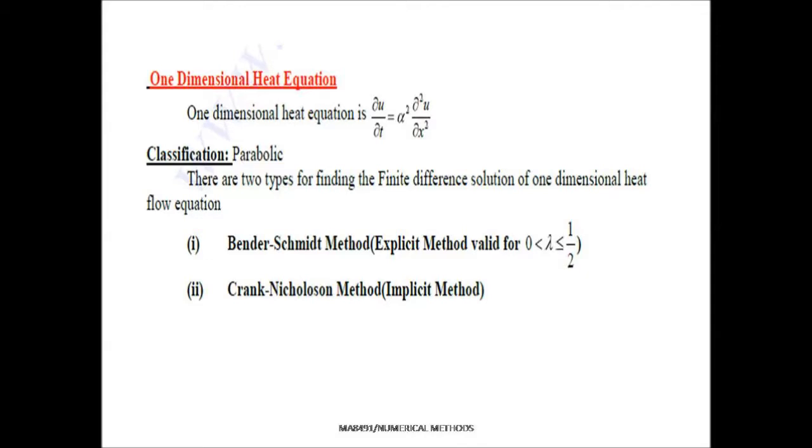Here we are going to see the one-dimensional heat equation. There are two methods for finding the solution of the one-dimensional heat equation. The first one is the Bennett-Smith method, which is an explicit method. The second one is the Crank-Nicolson method, which is an implicit method. We have seen the Bennett-Smith method in part 1. Now in this video we are going to see the Crank-Nicolson method, the implicit method, part 2.